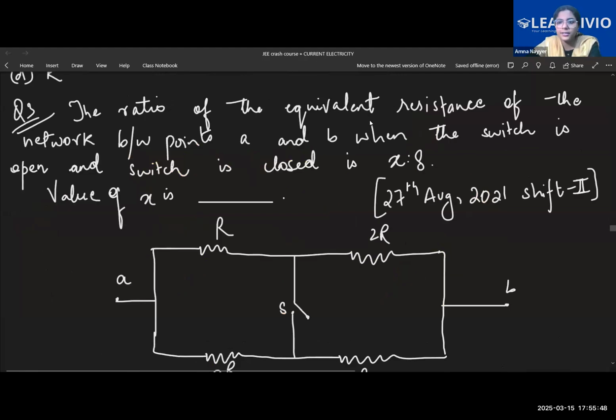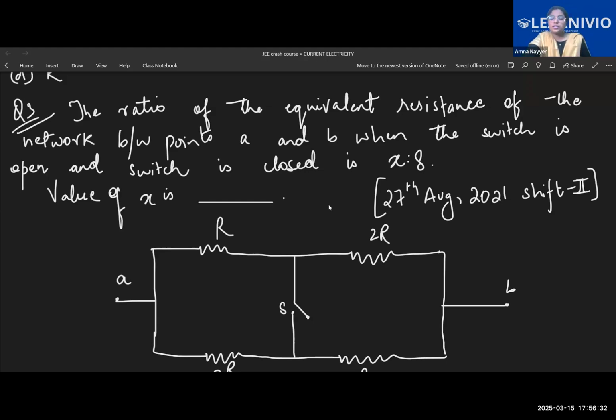See, this says that the ratio of the equivalent resistance of the network between points A and B, between this point A and this point B. It says that when the switch is closed, the equivalent resistance is calculated, and when the switch is opened, the equivalent resistance is calculated. This is a question from your 2021 paper. When you take the ratio of the open switch and closed switch parts, you get X is to 8. What's the question? Initially the switch is open and all the resistors are connected.